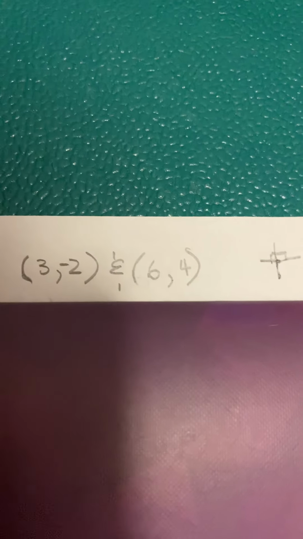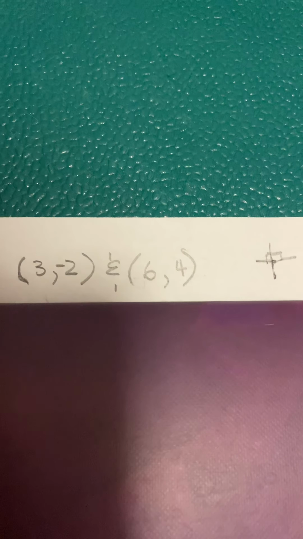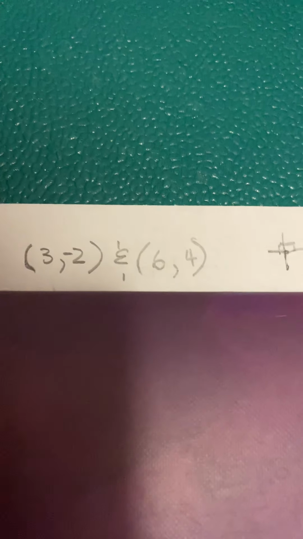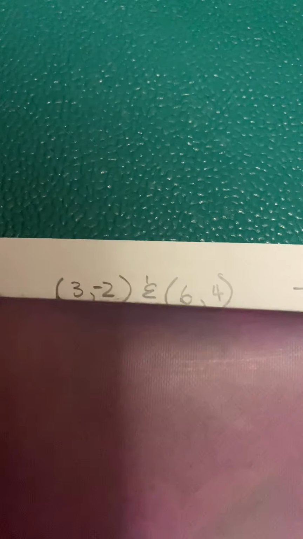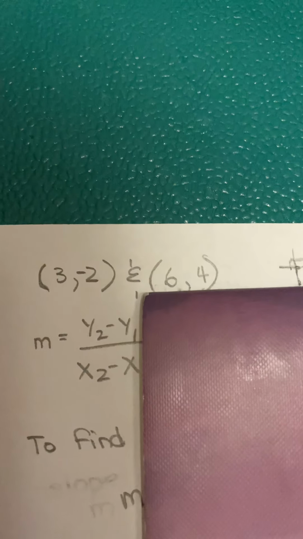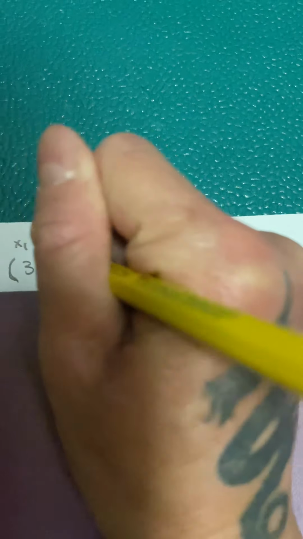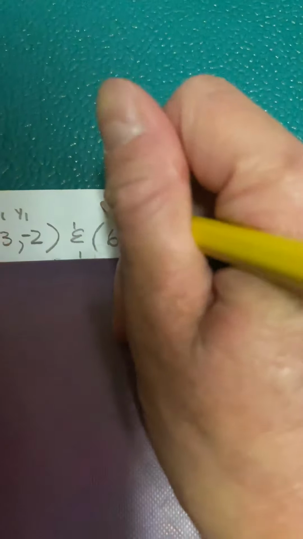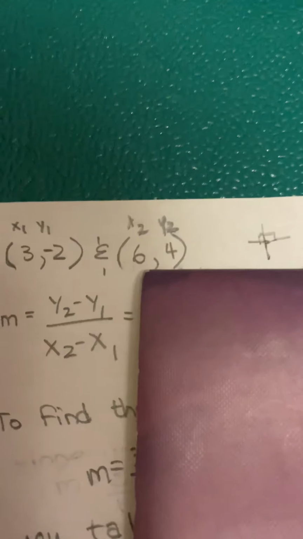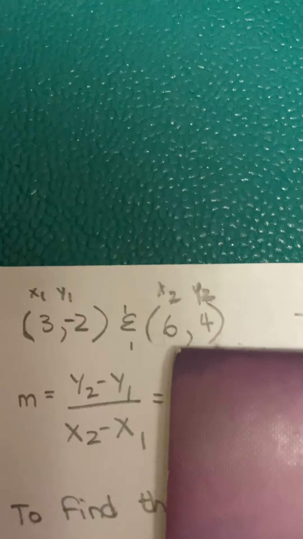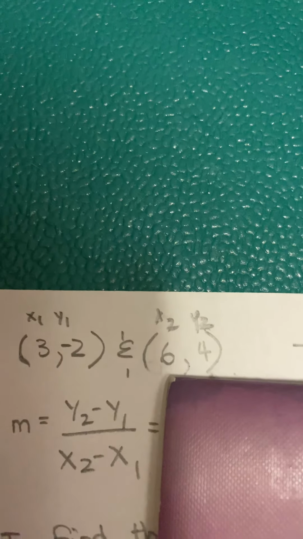Okay? So the first thing we're going to do is still use the slope formula. That's when m is equal to y2 minus y1 over x2 minus x1, right? So the first thing we're going to do from here is remember to label x1, y1. That's just saying one coordinate. And then x2, y2, another set of coordinates. And then when we substitute, we get y2 minus y1 over x2 minus x1.